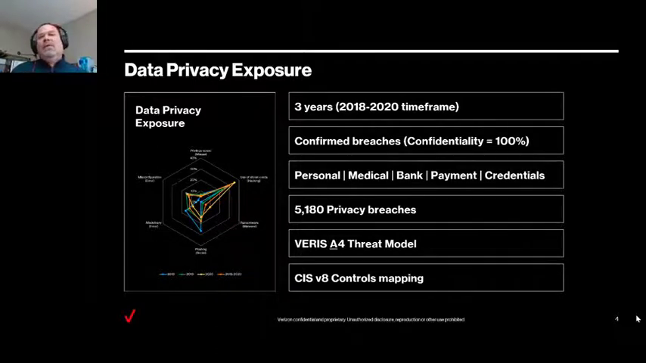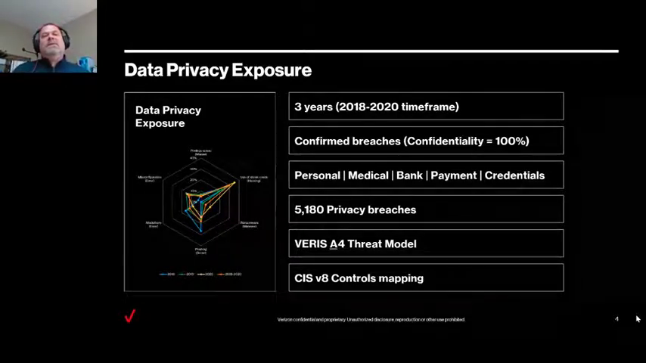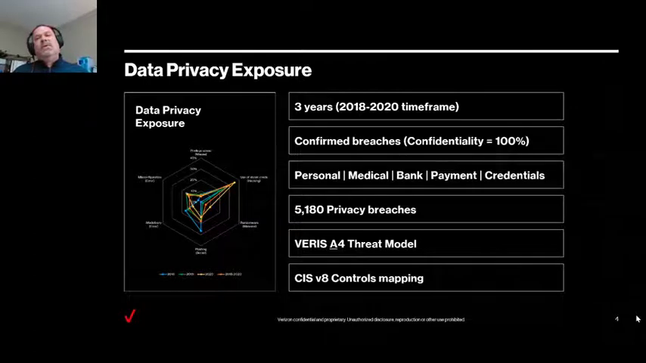Looking at a total of 5,180 privacy breaches where those 5 data elements or data varieties were impacted. And we're going to look at this through the VERIS A4 threat model, more on that shortly as well. And of course, offering countermeasures and controls in terms of the Center for Internet Security Critical Security Controls version 8. So let's get started here.